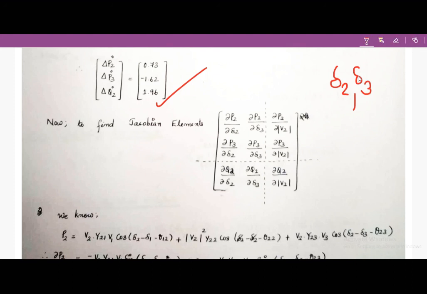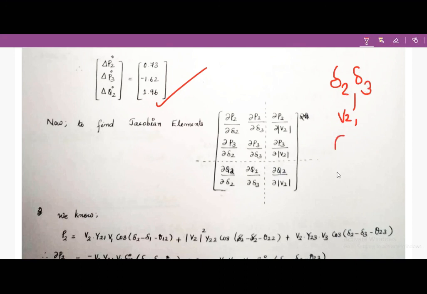Now how many voltages do you need to calculate? I mean magnitude. Do you need to calculate the slack bus voltage? No. What about the second bus? Yes, the voltage of the second bus I need to calculate. Now the voltage of the third bus, do I need to calculate? No, because the voltage of the third bus is specified. So which are the parameters to be calculated? That is delta 2, delta 3 and V2.